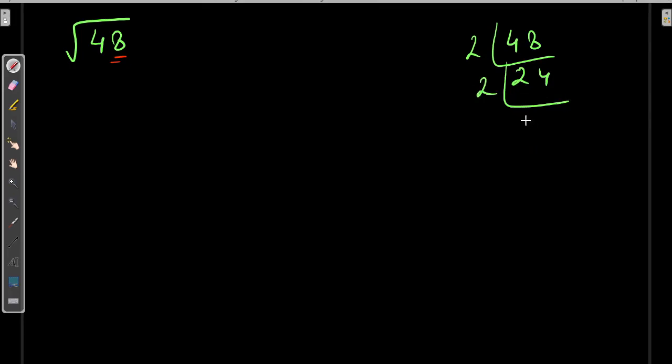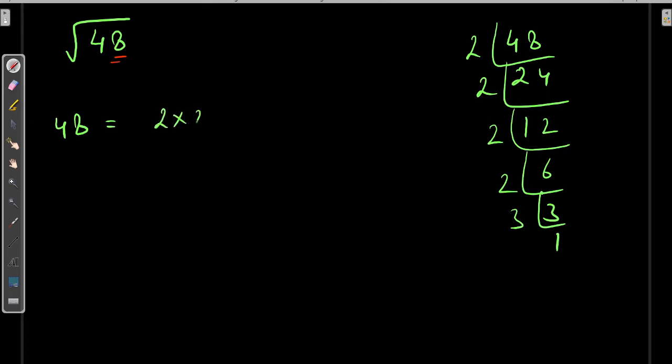Again it can be divisible by 2, again by 2, and again by 2, and then 3. So the factors of 48 are 2 into 2 into 2 into 2 into 3. We are getting pairs of 2 and 2, but the pair of 3 is not available. Therefore 48 is not a perfect square. To make it a perfect square, either we have to multiply by the smallest number, that is 3, or we have to divide by the smallest number, that is 3.